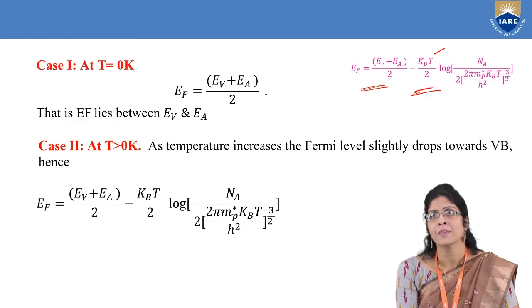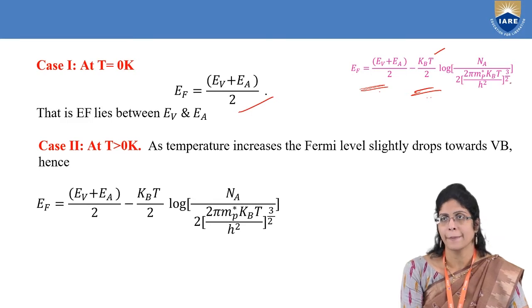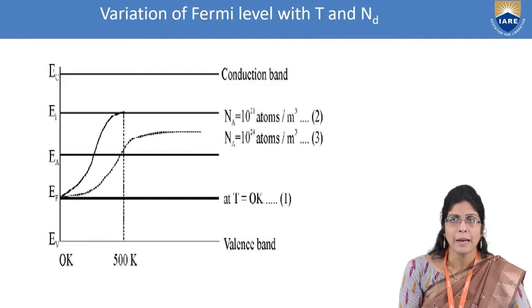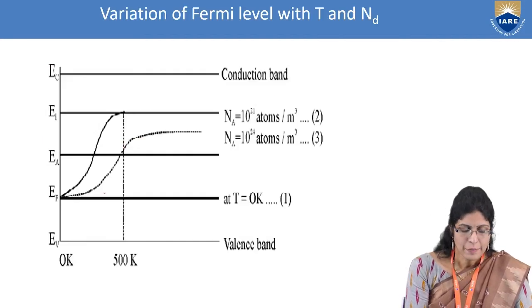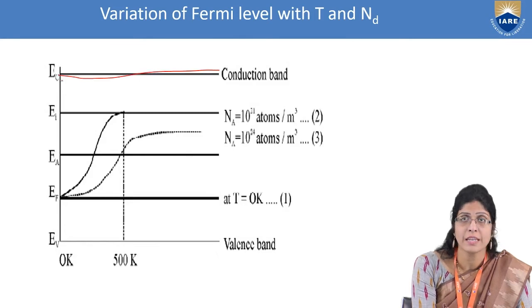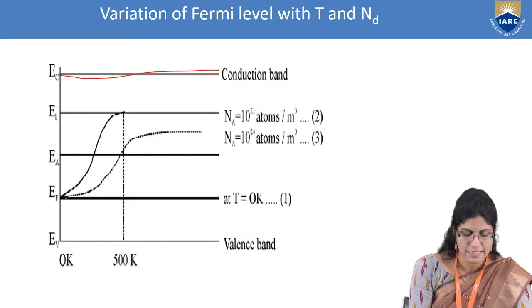And at T greater than 0 Kelvin, what will happen? Slowly, as the temperature changes, it will drop down towards the valence band, and as you increase it further, what will happen? See, the Fermi level here: this is the acceptor energy level, and this is the conduction band. The conduction band is very high, which we are not taking much into consideration. Now we have the valence band, and this is the intrinsic Fermi level.